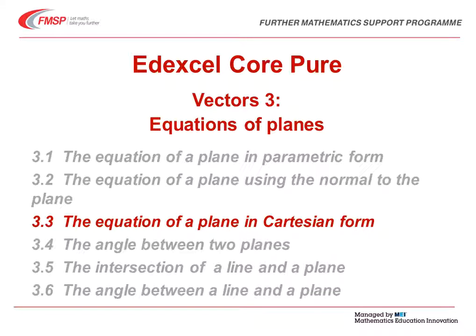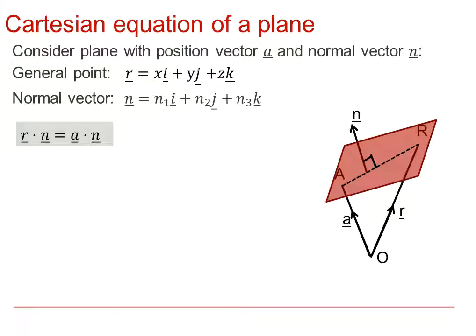Excel Core Pure, Vectors 3, Equations of Planes, the equation of a plane in Cartesian form. Let's consider the plane which contains the known position vector a and has a normal vector n. A general point on the plane is usually referred to as r. So we can always find the equation of a plane using r dot n equals a dot n.